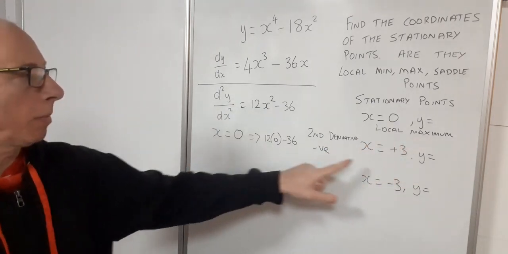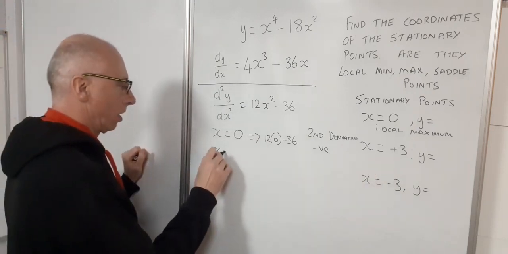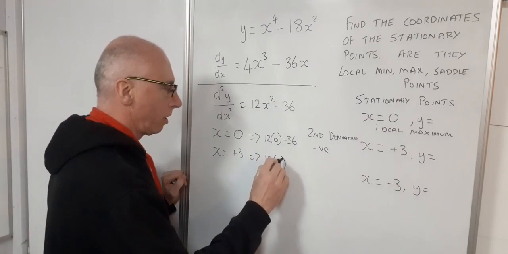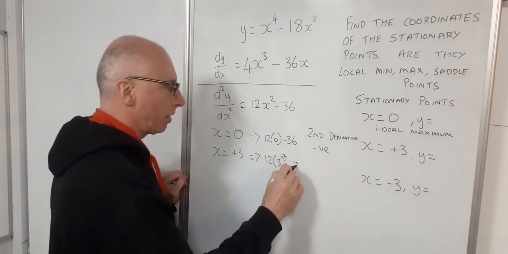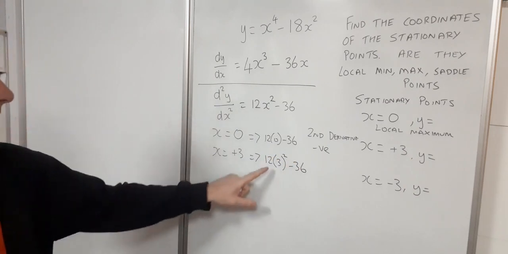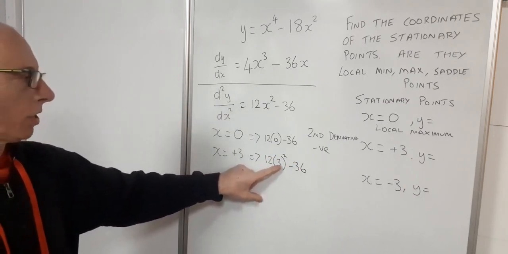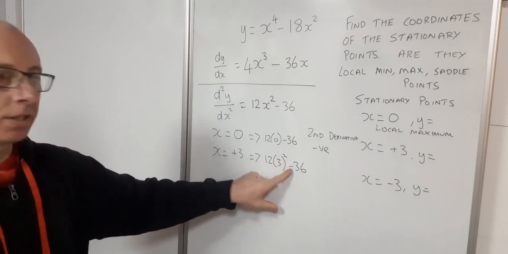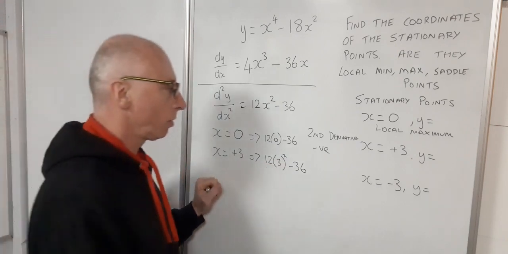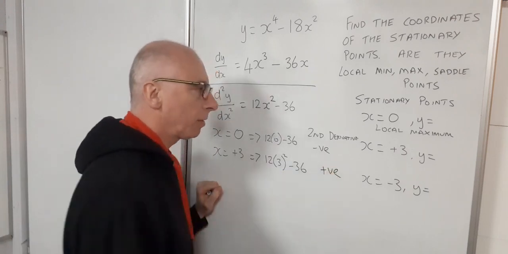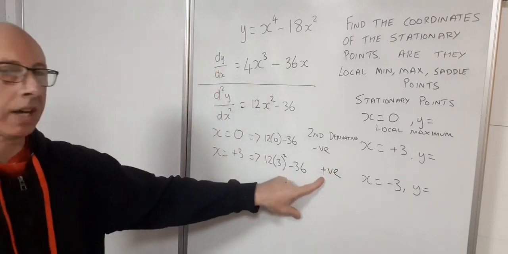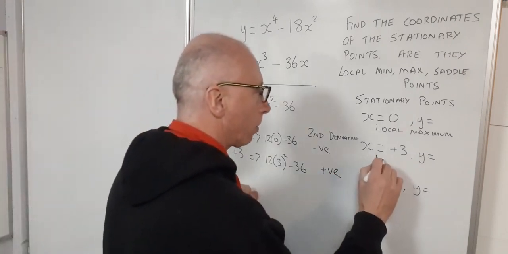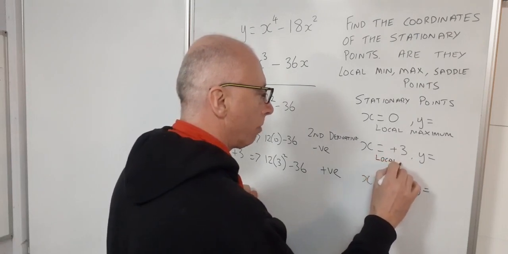Okay, now let's see what happens when x equals plus 3. So now 12 times 3 squared, and then minus 36. Okay, well this is going to be positive, isn't it? Because 3 squared is 9, 9 12s are 108, 108 minus 36, that's going to give me 72. So that's going to give me a positive value. So therefore, when I've got a positive value for my second derivative, that's what's called a local minimum. So at x equals plus 3, I've got a local minimum.